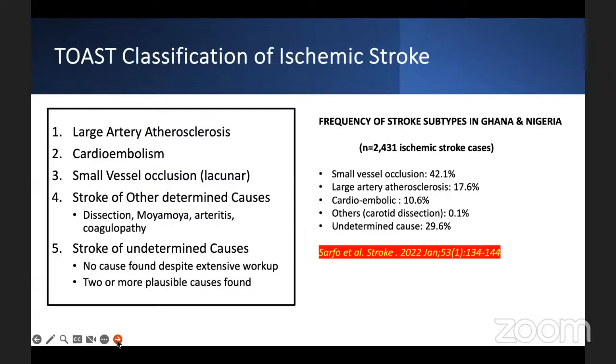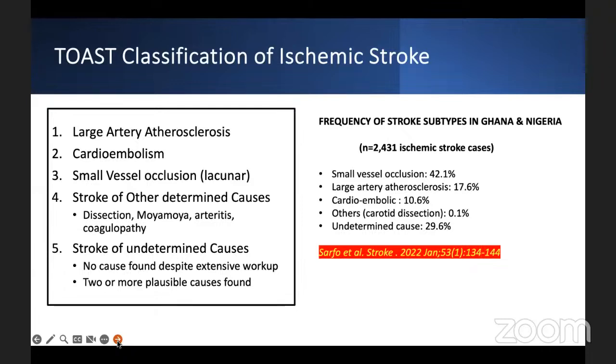Thank you. So please, what I was saying is that lacunar strokes are the commonest type of ischemic stroke that you come across in practice. This is based on work published in 2022, work done between Ghana and Nigeria across 16 sites, over 2,431 ischemic stroke patients. For those of us who have been doing CT scans, I'm sure you will realize that most of the strokes that we see are a very small occlusion, a very small dark spot that is responsible for the symptoms and the signs that we see.